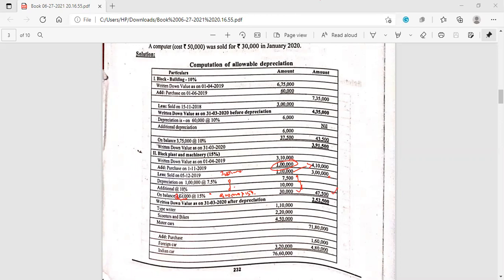Okay, so there is a print mistake, so be careful. So the return on value after deducting depreciation from the 3 lakh, we'll get 2,52,500. Fine. Now the next block of asset, so kindly wait.